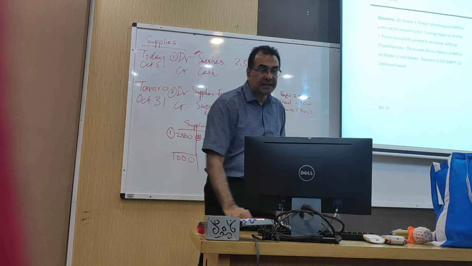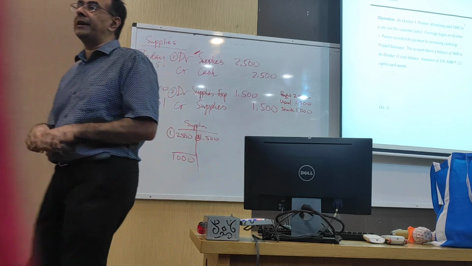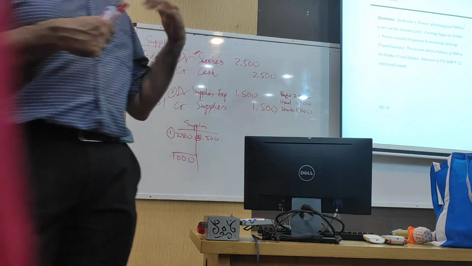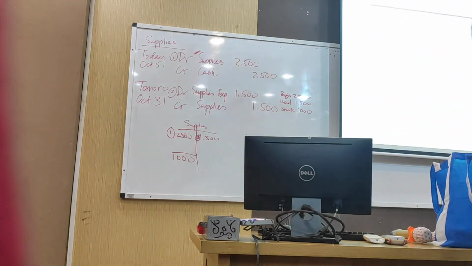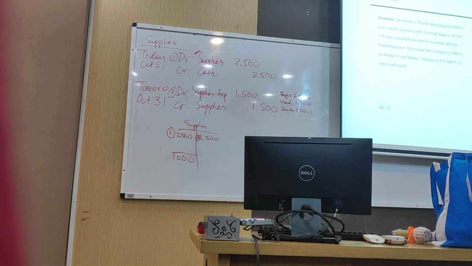So we go through another example. This one is insurance. Again, think of today and think of tomorrow. Tomorrow here is October 31st. Are you clear on the example?